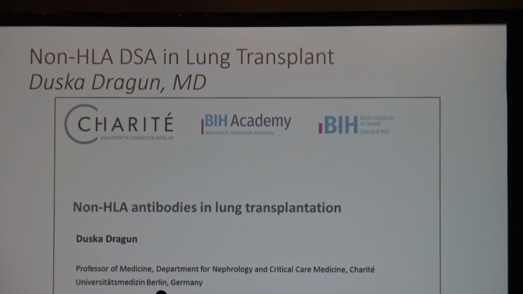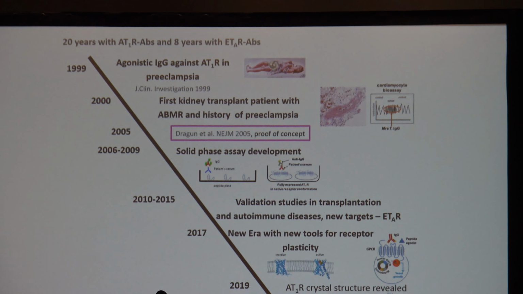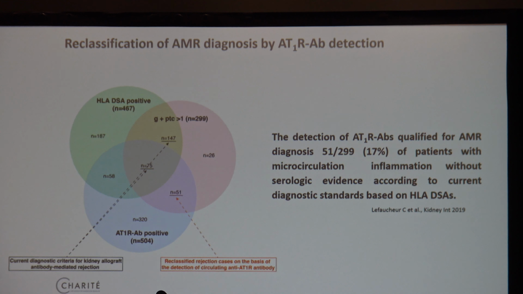Moving forward to non-HLA DSA, so Jessica Dragon out of Berlin took us on a tour of the angiotensin 1 receptor antibodies that she has worked with, as well as the endothelin receptor antibodies, and showed us that in other organ systems, again looking to the kidney, some patients were able to be reclassified as having AMR when there was no other serologic evidence of that.